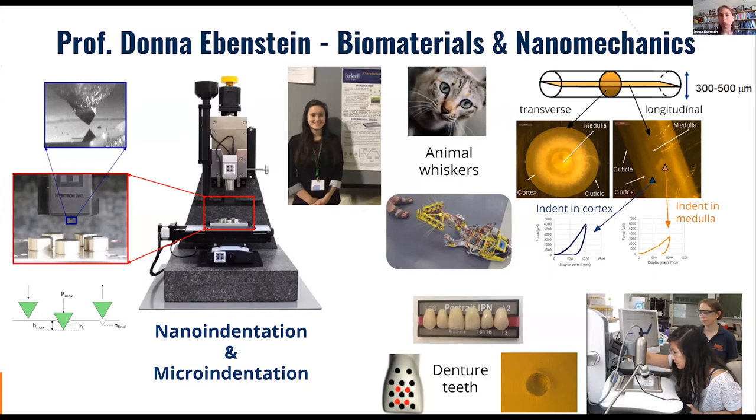So what I use is a tool called nano indenters and micro indenters, which means I take a really small tip and press it into a sample, call it controlled poking, so that we can measure local material properties in a sample.